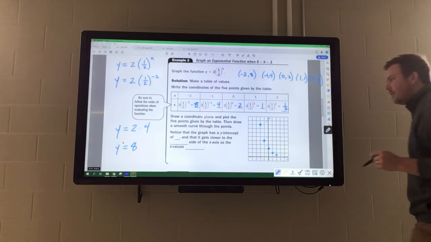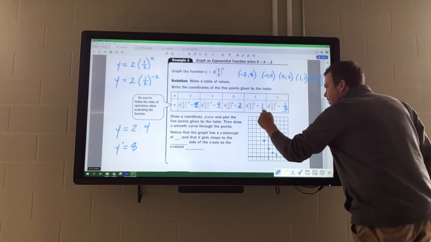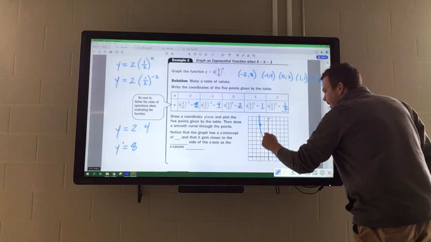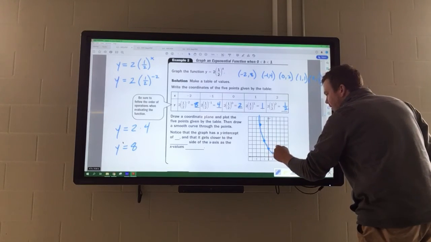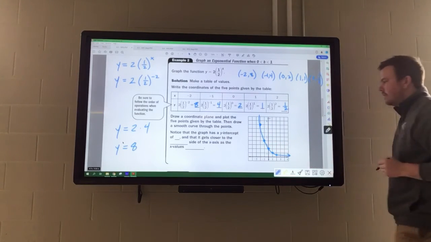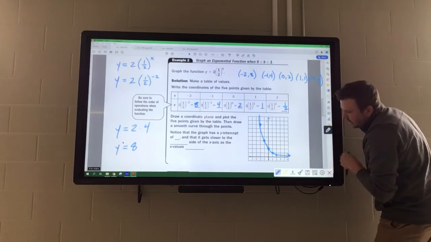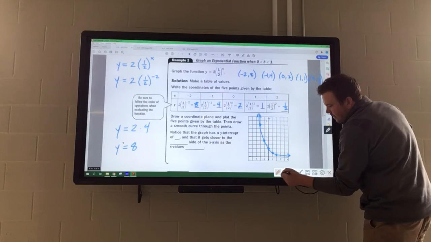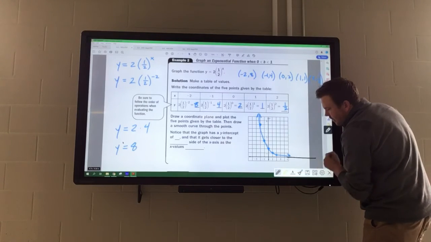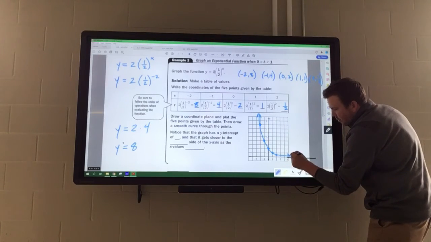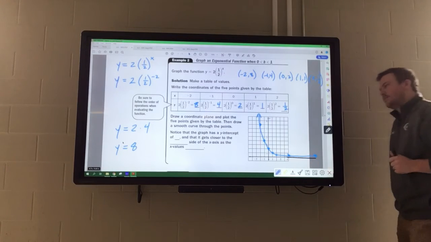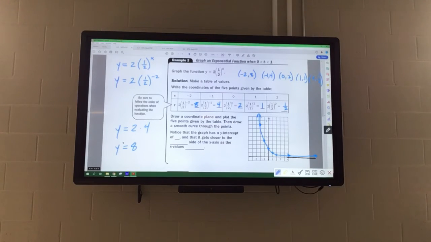Now, if we connect all these with a curve, it'll look something like this. And again, remember, it doesn't cross our x-axis. It just gets infinitely close. So we want our curve to trail off along that x-axis. If this x-axis were to be continued out like this, our curve would just go right along it. And that's how we graph that exponential function.